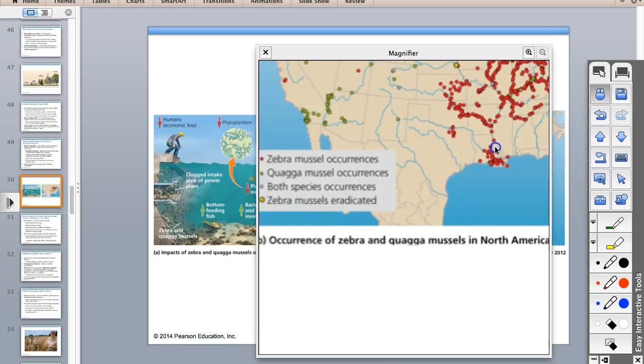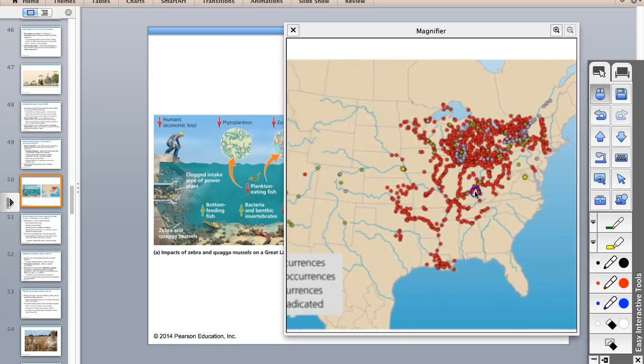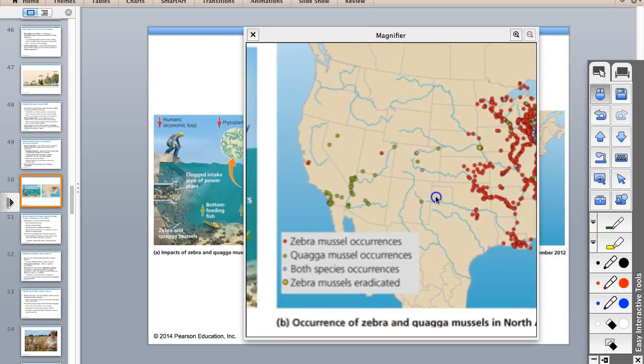Quagga. And so you can see, this map would have been blank before 1988, and you can see how they spread. They were introduced in the Great Lakes area, and you can see how they spread along the rivers. They're not in Georgia yet, and out west they're much less prevalent.